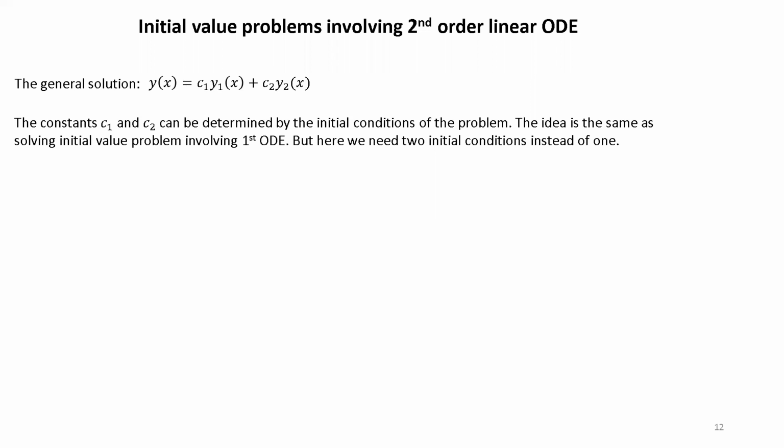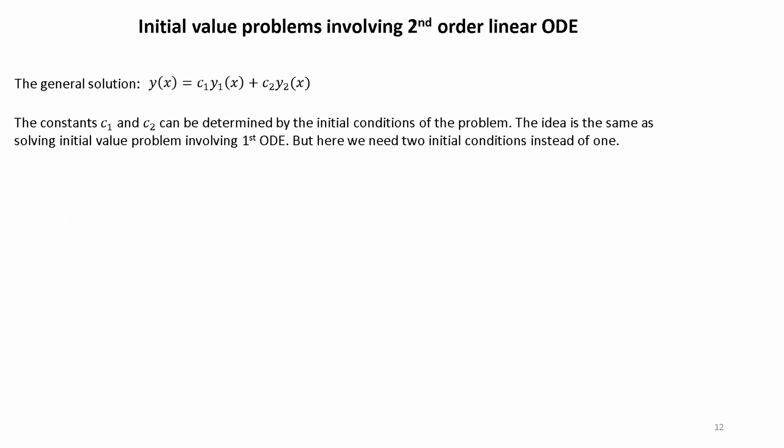But in the first order ODE, we still remember that you just give me one number as the initial condition. But this time when we solve this second order ODE, to actually determine these two constants, you need to give me two numbers as the initial conditions.